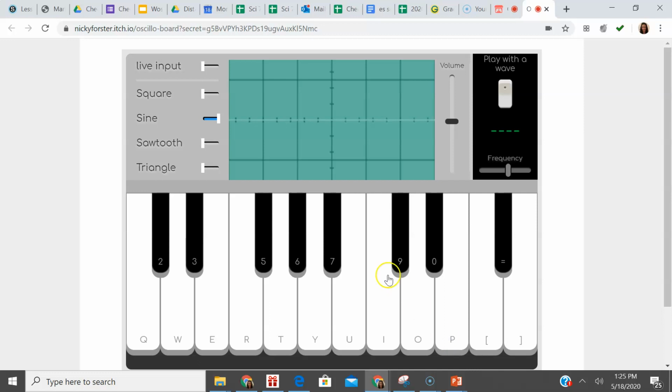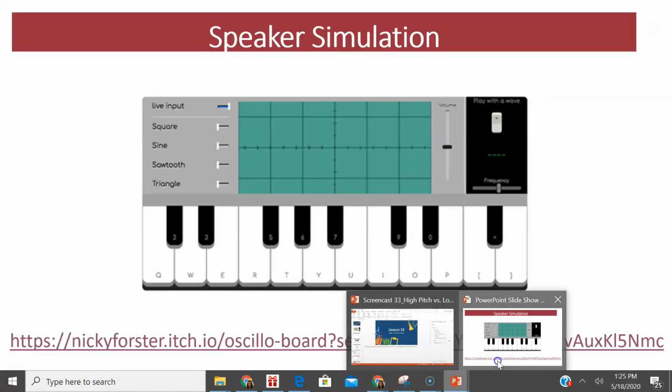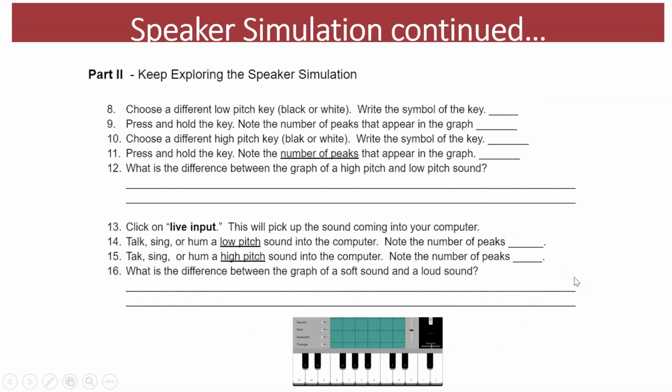Yes, the number of peaks in this given time frame was different. Look, the low pitch, way fewer peaks or valleys. Many more peaks and valleys here. Okay, I want you to do the next part of the simulation on your own. Continue to explore pitch. Follow the directions on your journal slip. We'll come back in a moment.